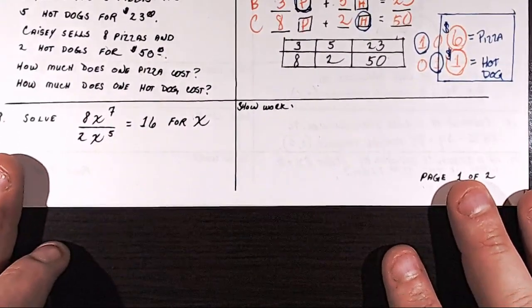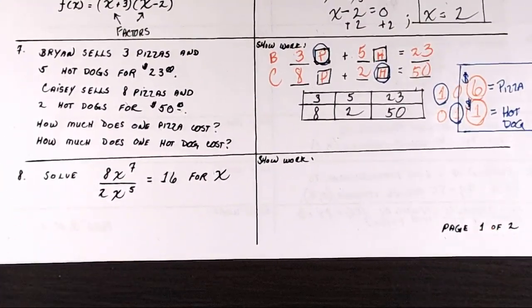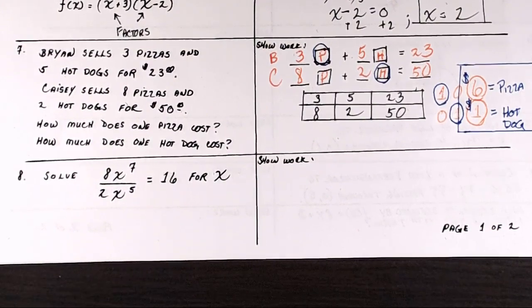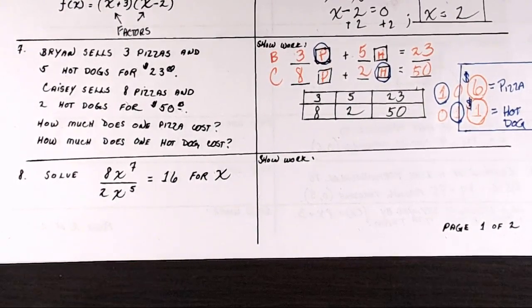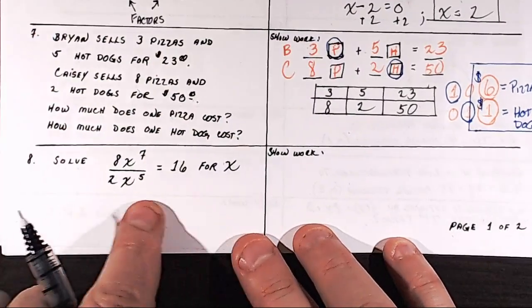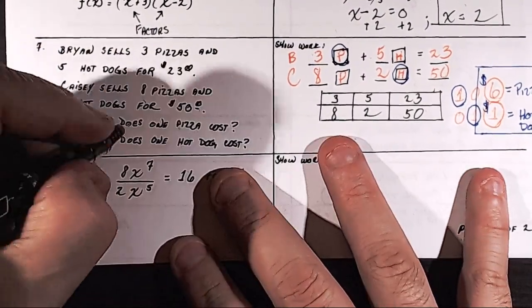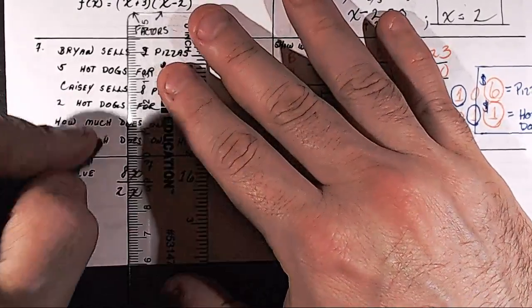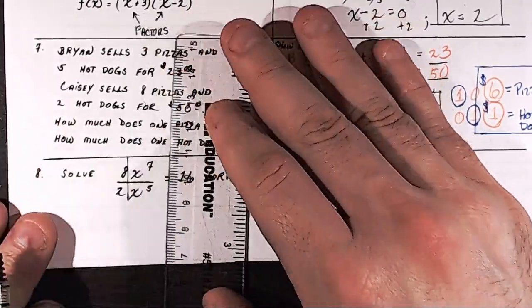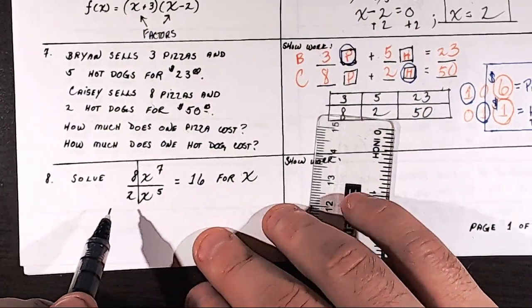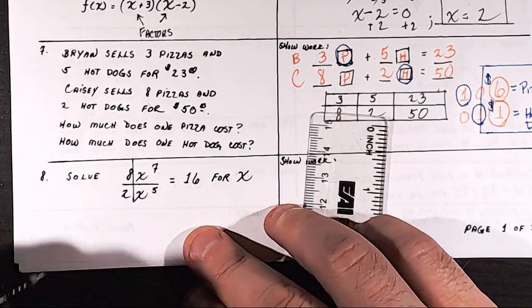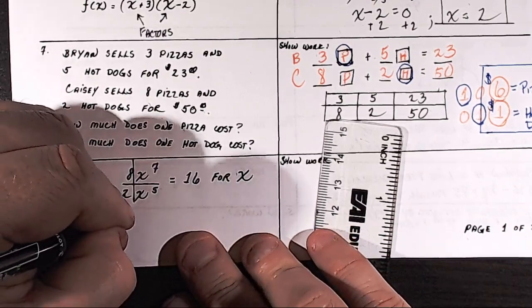Okay. Number 8. Solve. 8x to the 7th divided by 2x to the 5th equals 16 for x. It looks hard, but if we know our exponent rules, it really isn't. Now the first thing I want to do is I'm going to start working over here. Let me take those numbers and just separate them out mentally. I want to deal with these separately. So I'm going to divide 8 by 2 first. 8 divided by 2 is 4.